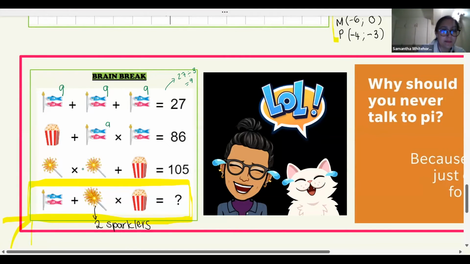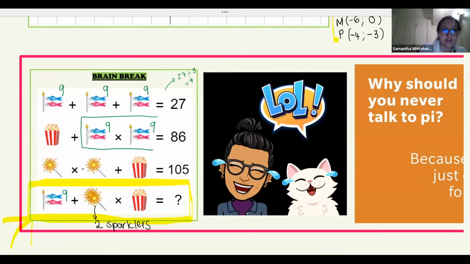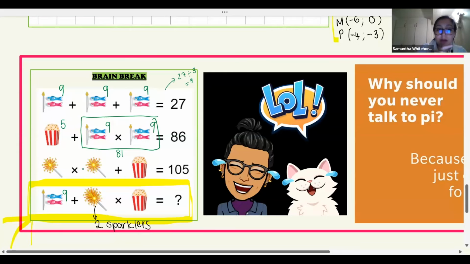Ma'am, so then for the second one, oh, you've already written it down. It would have been 9 times 9, which is 81. Good. So then 86 minus 81 is 5. So I ended up with popcorn being 5. Good. And I just want to interrupt. Guys, remember BODMAS. So that's why Teto started by saying 9 times 9. The multiplication has to happen first.